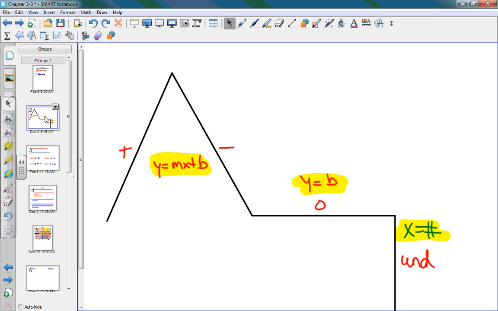If I have a vertical line, that means there's no y in the equation. I simply have x equals a number. Okay? This is stuff that I've talked about several times. Everybody agree with me on that? Well, today you have to apply it. And if you don't apply it correctly, then you are going to get the wrong answers. Do we understand that?